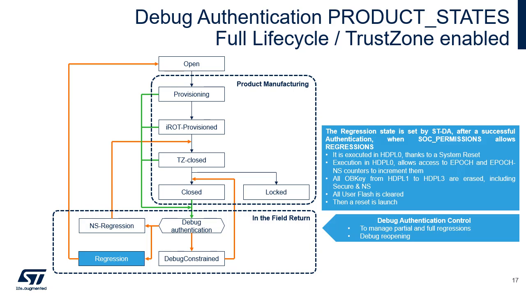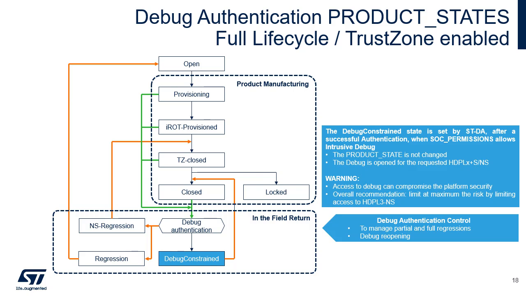The starting state is any except open and locked. The debug tools are used to authenticate debug regression access rights with the debug authentication library running on the device in HDPL1. After verifying the credentials, it puts the device into intermediate regression state. From this state, the device regresses securely in HDPL0 to open.